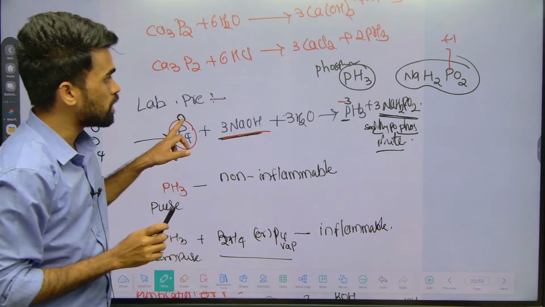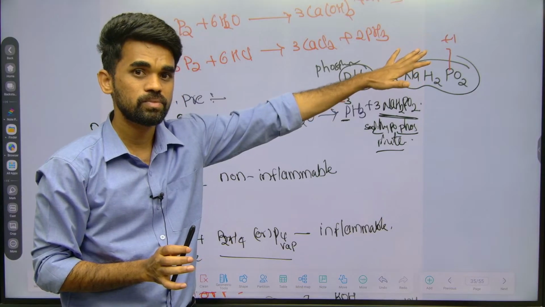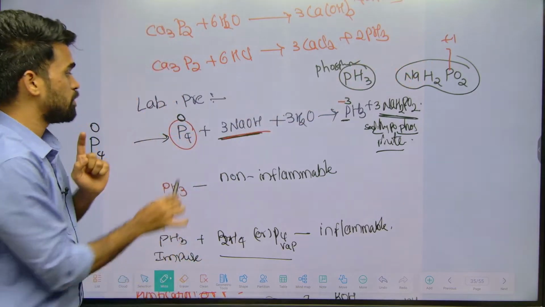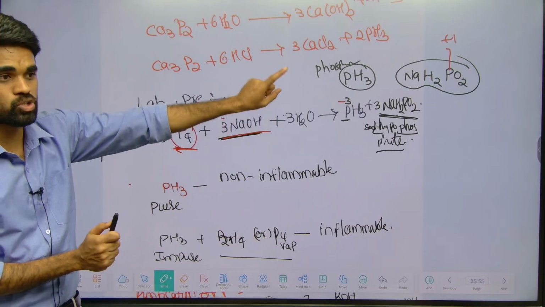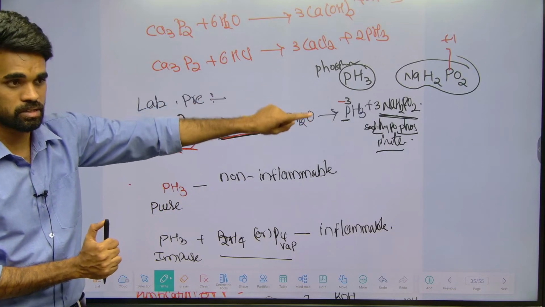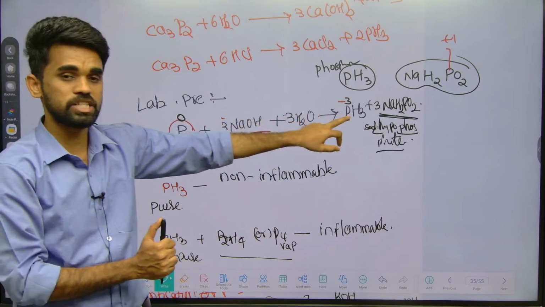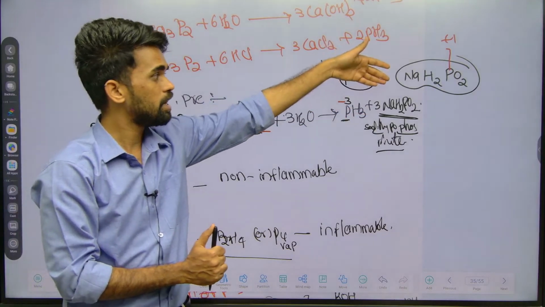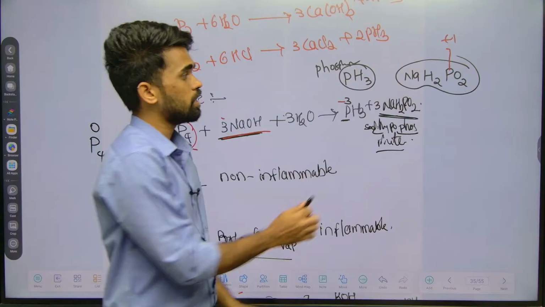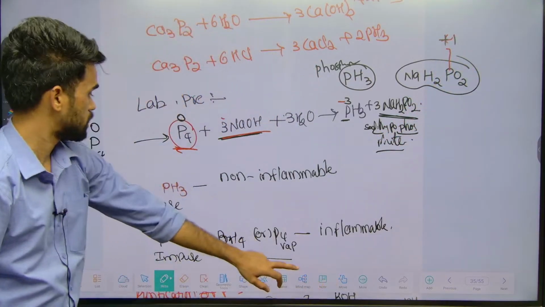Now 0 is converting into minus 3 and plus 1. What is the process I can say? Disproportionation. So now tell me, P4 phosphorus in basic medium undergoes a disproportionation reaction and forms phosphine, PH3, and NaH2PO2. Okay. So what is the oxidation state here? Plus 1. Remember the 2 oxidation states.